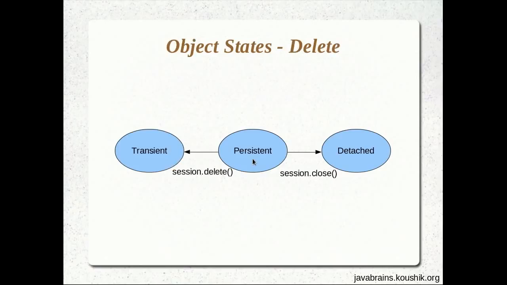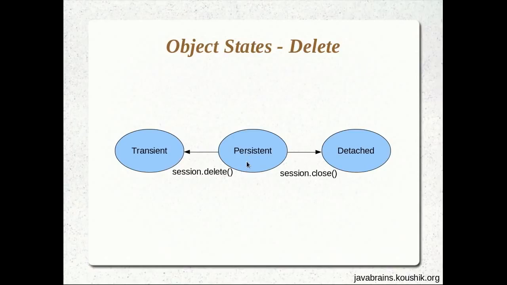Delete again has two flows. Once your object is in a persistent state, of course an object can be in a persistent state either by using a new and a session.save, or by using a get and resulting in an object with a persistent state. Now this persistent object will go to a transient object state when we do a session.delete. Now why is it transient? Because once you have a persistent object, you have a corresponding representative of that object as a record in the database. Now when you do a delete, the record in the database is no longer going to be there.